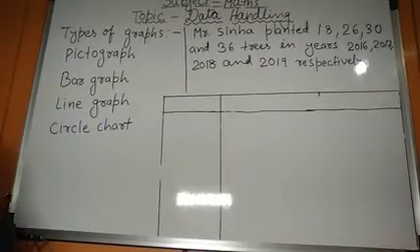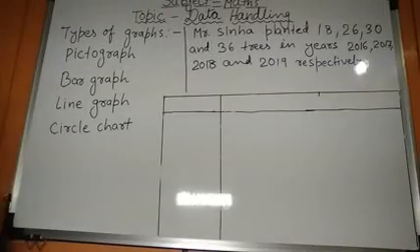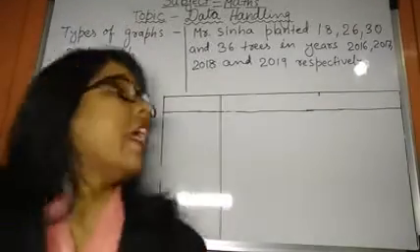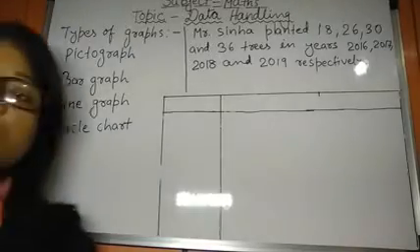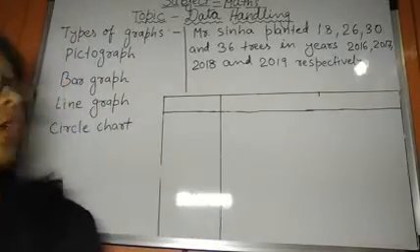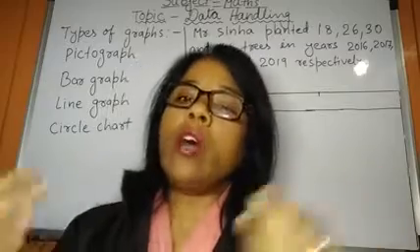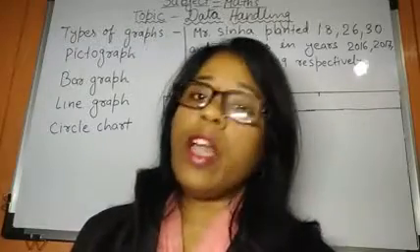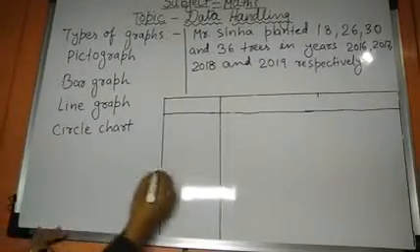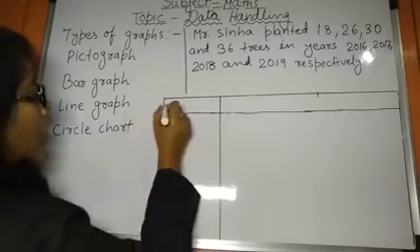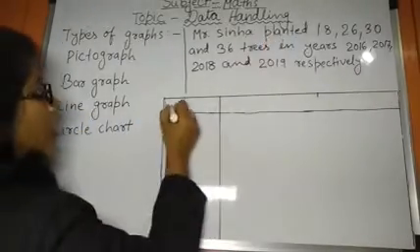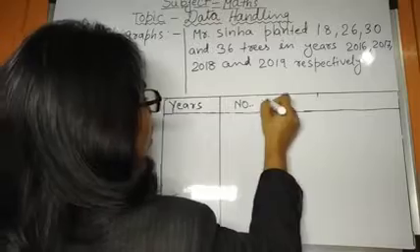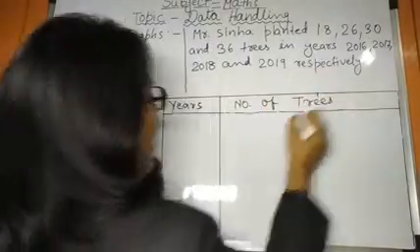So pictograph, for one situation there is one question. Mr. Sinha planted 18, 26, 30 and 36 trees in years 2016, 2017, 2018 and 2019 respectively. So how can we keep the record of how many trees Mr. Sinha planted in which year? We will make a table here and write years and number of trees.